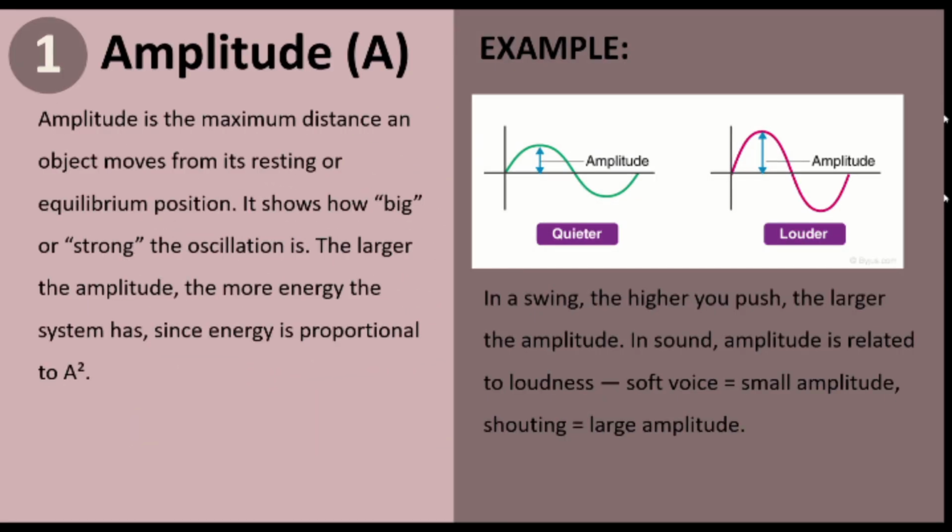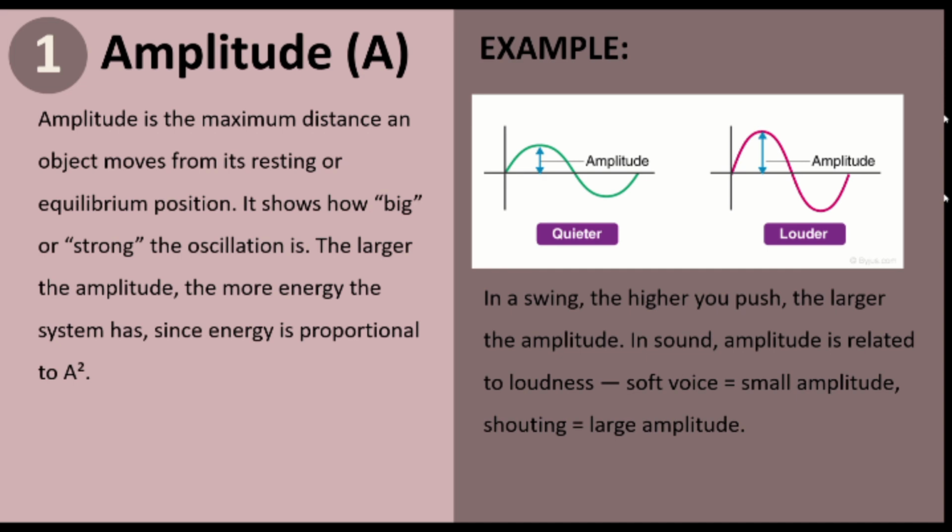Let's start with amplitude. Amplitude is the maximum distance an object moves from its resting or equilibrium position. It shows how big or strong the oscillation is. The larger the amplitude, the more energy the system has, since energy is proportional to A squared.